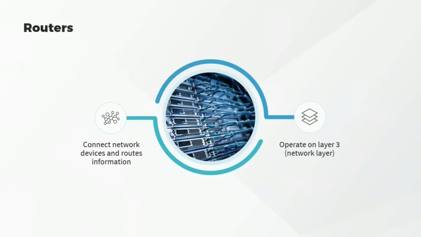Routers operate at layer 3 of the OSI model, which is the network layer. And like switches, they're also aware of addresses, but at layer 3, it's the IP address that's used, not the MAC address.